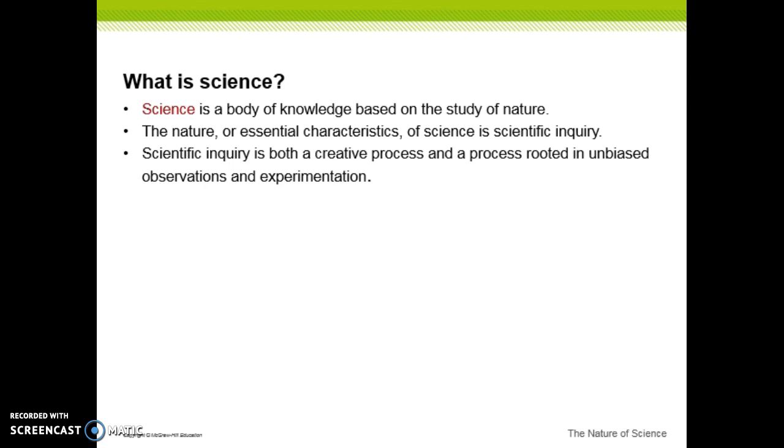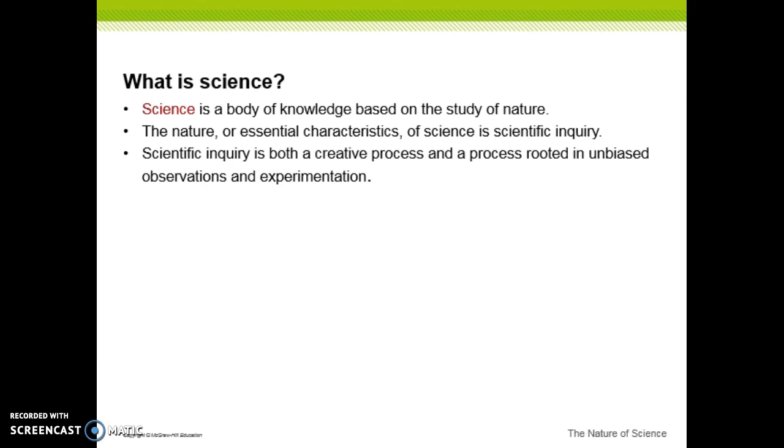So what is science? Well, science is a body of knowledge based on the study of nature. The nature or essential characteristics of science is scientific inquiry. And scientific inquiry is both a creative process and a process rooted in unbiased observations and experimentation. So notice that science is actually something that grows into something bigger.